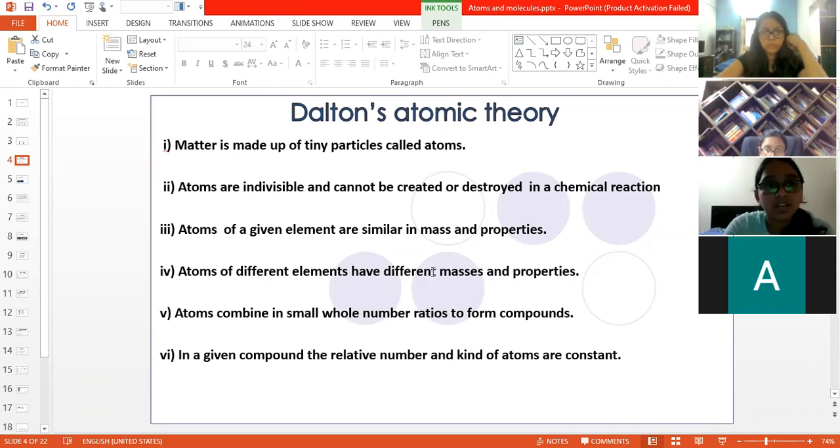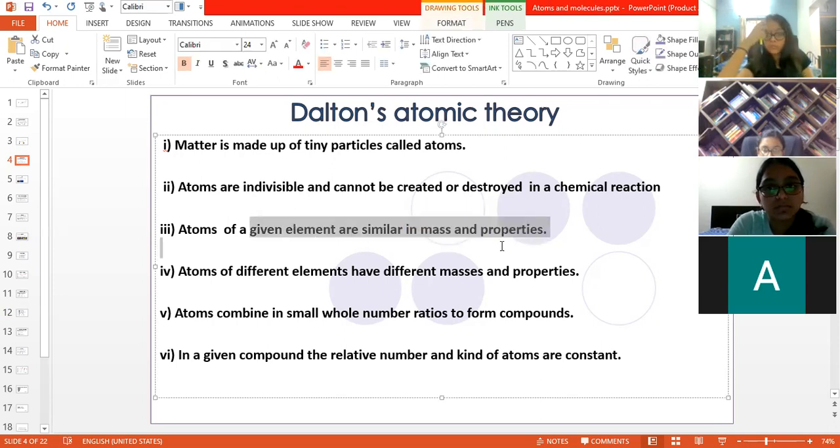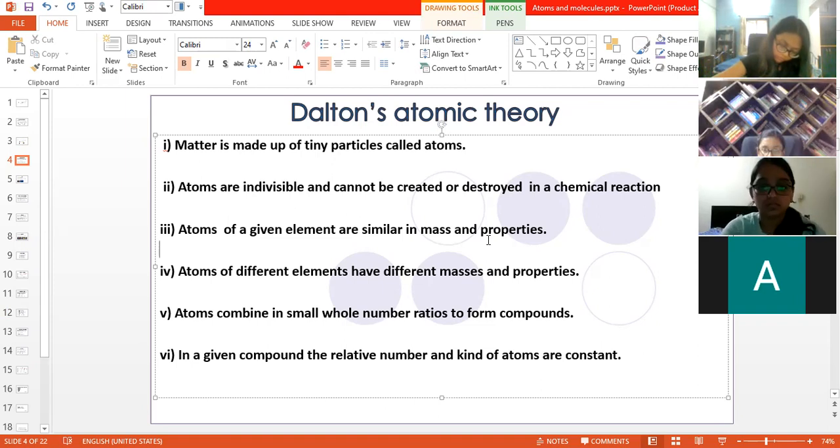Yes, sir. Dalton's atomic theory: matter is made up of tiny particles called atoms. Atoms are indivisible and cannot be created or destroyed in a chemical reaction. Atoms of a given element are similar in mass and properties. Hold on a minute. So what he's telling is, if you're selecting oxygen, you cannot have oxygen atom 1 and oxygen atom 2 being different from each other. Both of these are identical in all respects. They are like clones of each other. So if you take one element, they are all going to be the same.